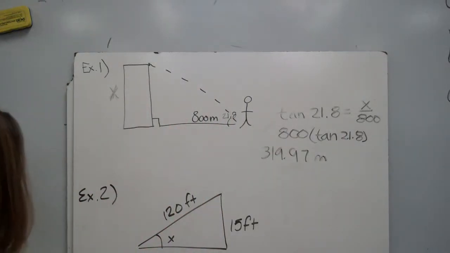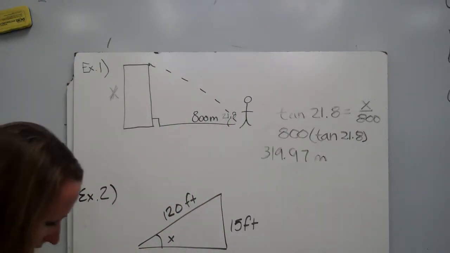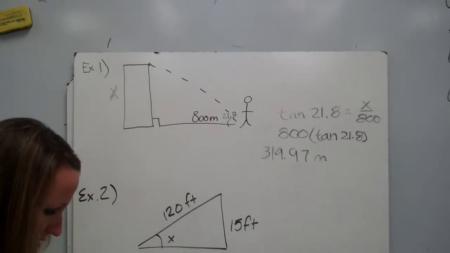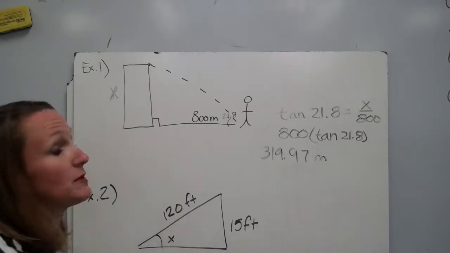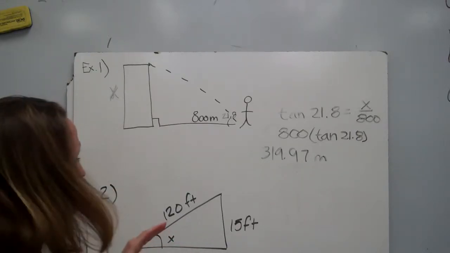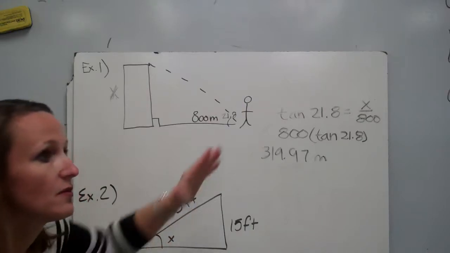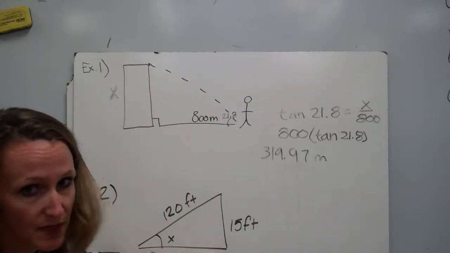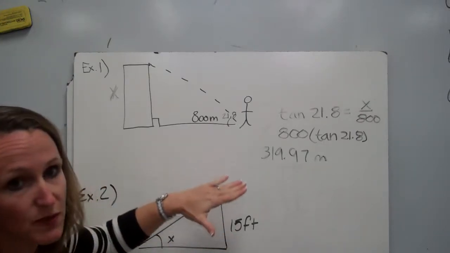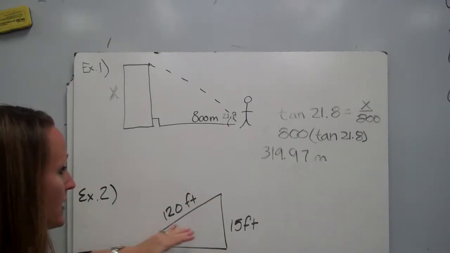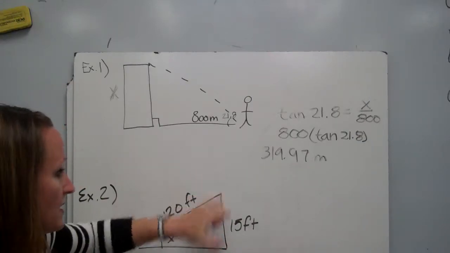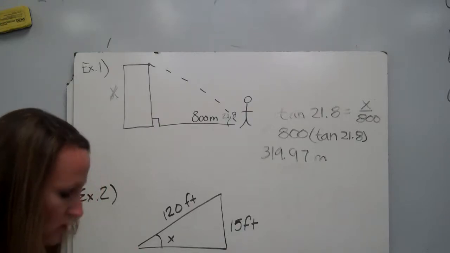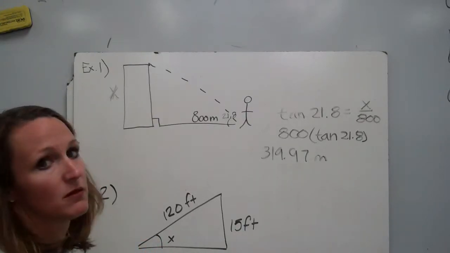Alright, so let's look at example 2. It says a ramp is 120 feet long and rises vertically 15 feet. So when we talk about the length of a ramp, we're actually talking about the slanted part of the ramp, not the base of the ramp. And the vertical rise, that should be obvious, is this part. So here we can see this up and down is 15. We have the slanted part, so we know we have the hypotenuse this time. What we don't know is the angle of elevation.